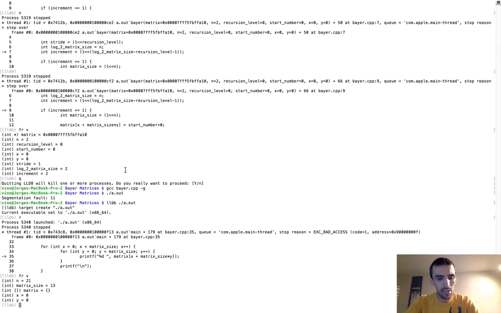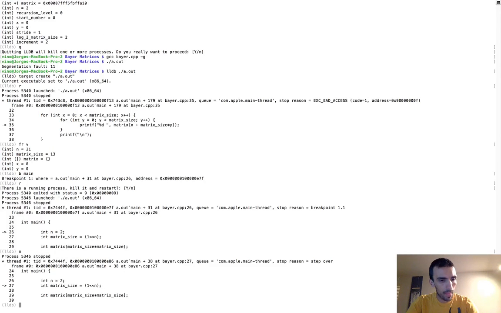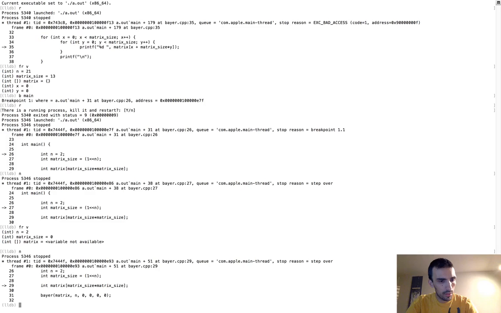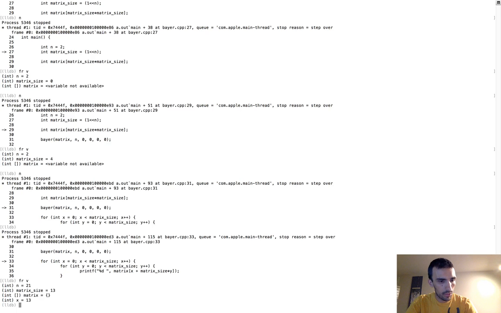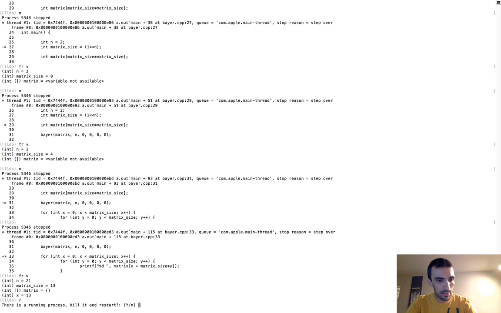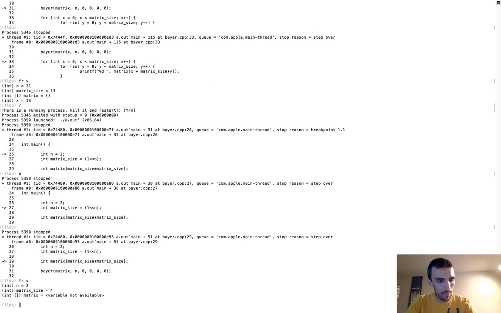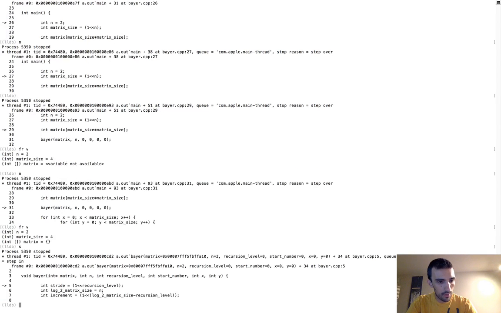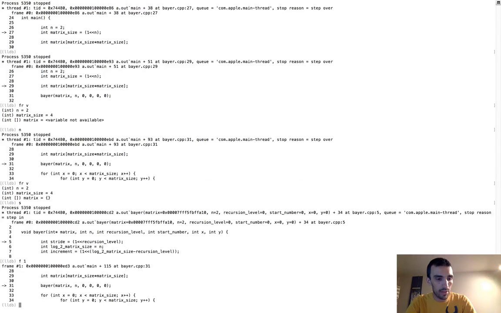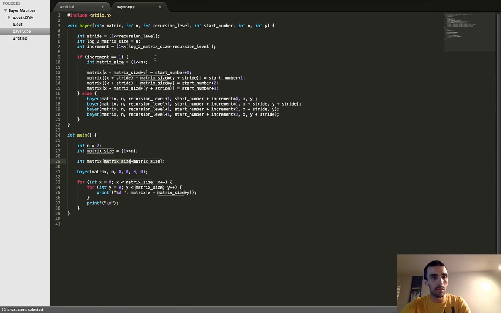Matrix size 13? How's that possible? 1 left shift 2. Matrix size is 4. Matrix size is 13. What? When did it become that? It's 4 now. It's still 4. Oh, I overwrote the array and I must have written a 13 into the next spot in the stack. I must have overwritten the array here somehow. How's that possible? Oh, because I recursed too much.